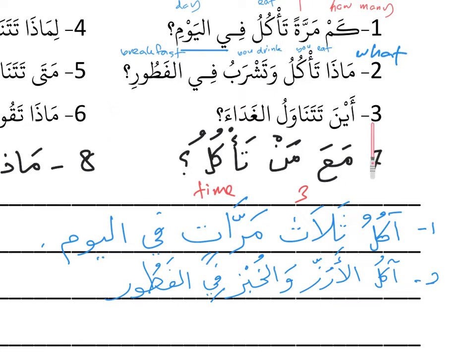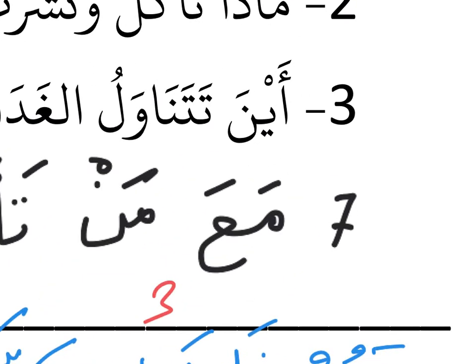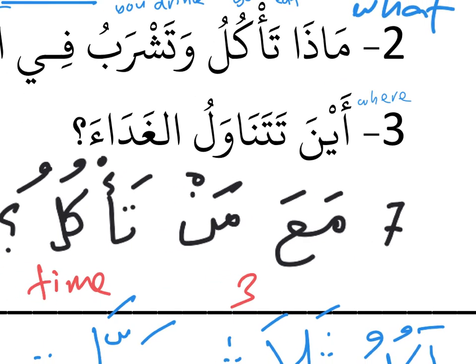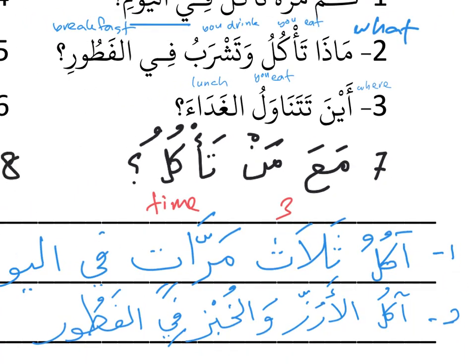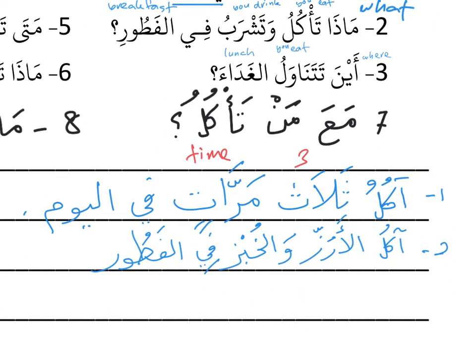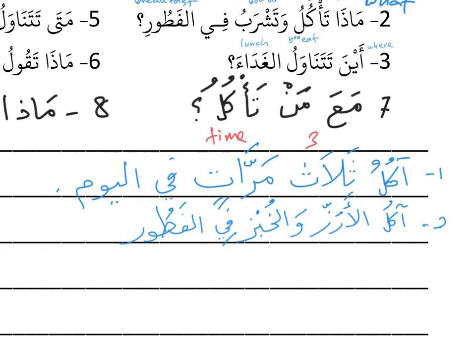Question number 3. Aina tatanawalul ghada? Okay, what is aina? Aina is where. That is the word aina. So we say aina, where. Aina tatanawal al-ghada? Where do you eat your ghada? Remember what is ghada? The lunch. So where do you normally eat your lunch? Okay, so any place. You can say at home, you can say in the restaurant, and so on.